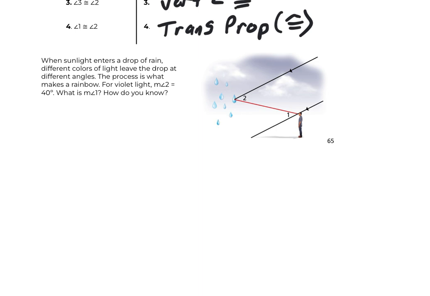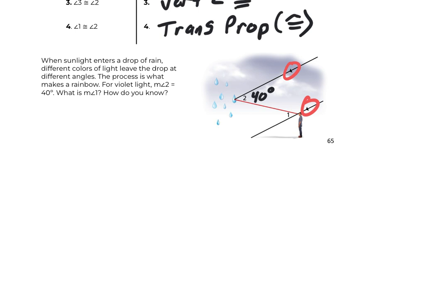Okay, for violet light, angle 2 equals 40 degrees. So I'm going to write angle 2 is 40 degrees. Okay, can we find angle 1? Okay, so here's the first thing. We always have to look for what first today? Before we ever look for angles or anything else, what do we have to determine? If we have parallel lines. Do we have parallel lines? Yes, okay?